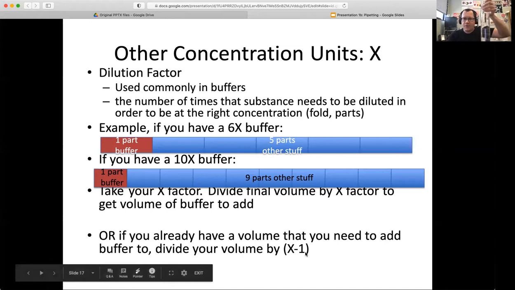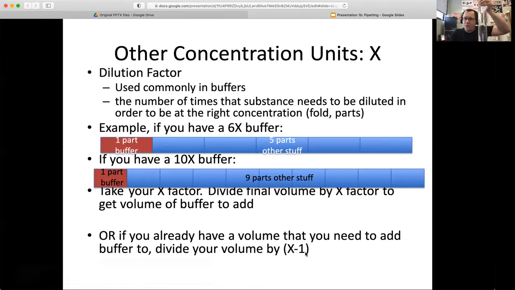Okay, so in this example, we already have 1,000 milliliters of something. If we wanted to add a 10x buffer to that, we'd have to divide that 1,000 by 9. And then that would be the volume of buffer that we would add onto this to make a 1x solution. Okay.